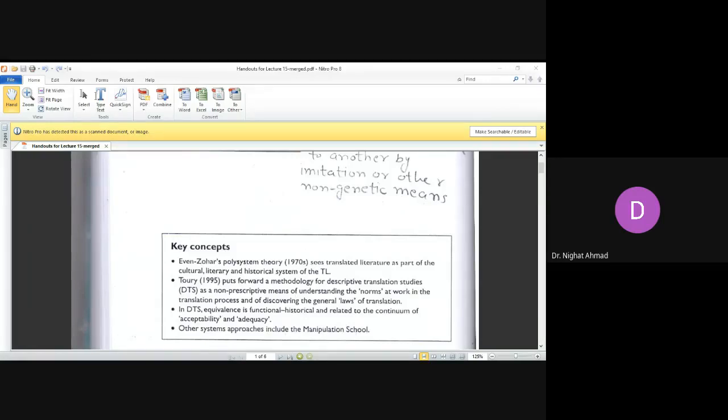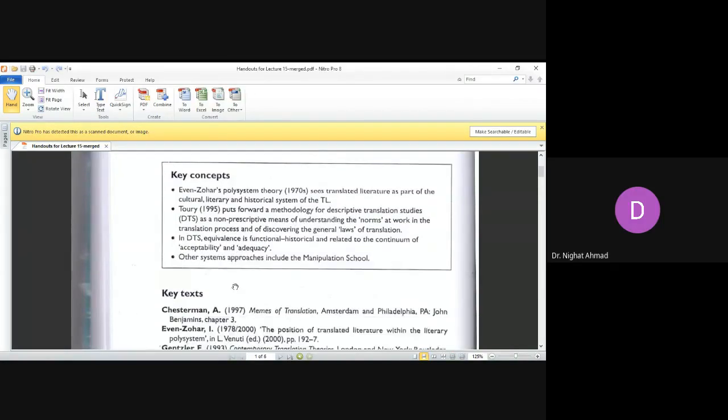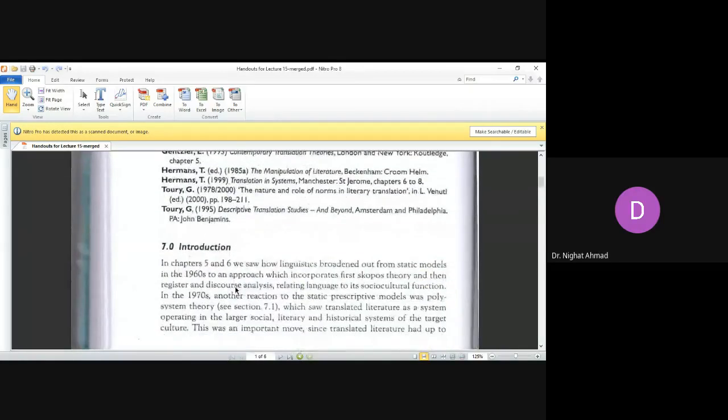So in this particular, we are going to focus upon these two main theorists. Even-Zohar's polysystem theory is the first, and then we are also going to move to Toury's. This is 1995. He put up a methodology for descriptive translation studies. We'll be doing these two prominent theories in detail. Okay. So let's see first of all what the introduction is and what it's all about.